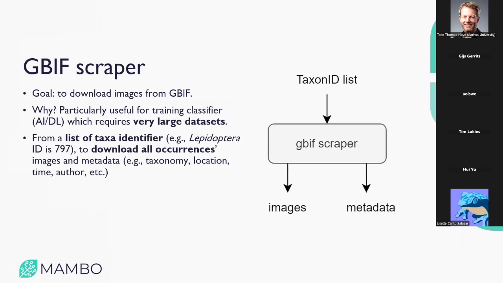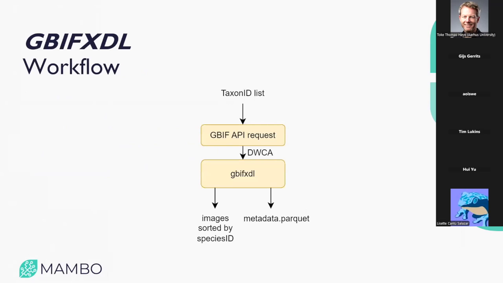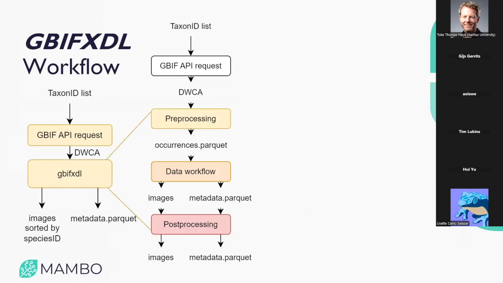If you zoom out, this is our general design. We have a list of taxon IDs, and then we want to get our images plus the metadata I've mentioned, all of this information surrounding our occurrences. For example, as I said, the taxonomy, the location, the time, the author, the license of the image, etc. And this is exactly the design that GBIFXDL is following in four different steps.